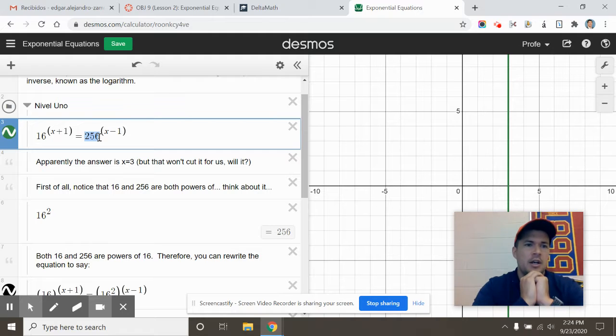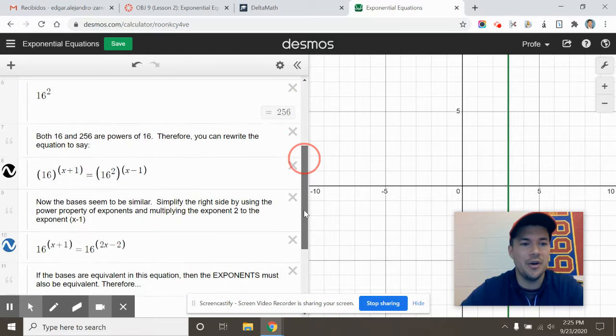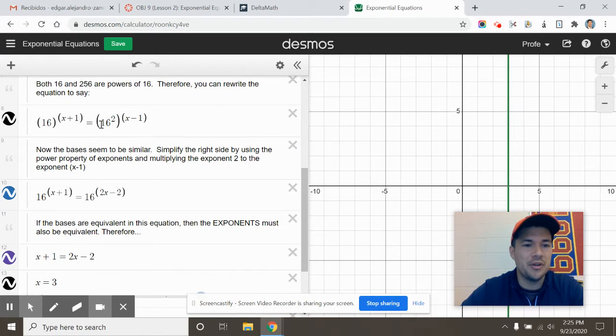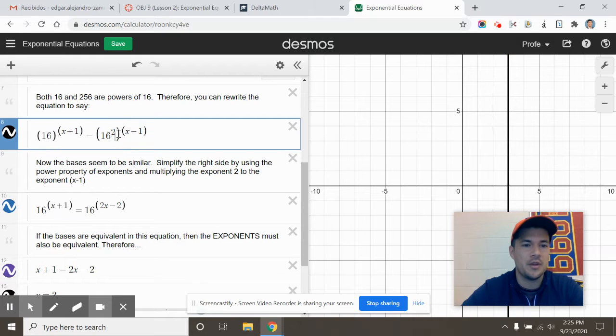For example, 16 is a power of 4 squared. 256 would be a power of 4. So you want to find the largest base that this could be an output of as far as exponential powers. After a little bit of digging, I find they're both powers of 16, because 16 is 16 to the first, and 256 is 16 squared. So at that point, you can replace your 256 with a 16 squared. That's substitution because they're equivalent.